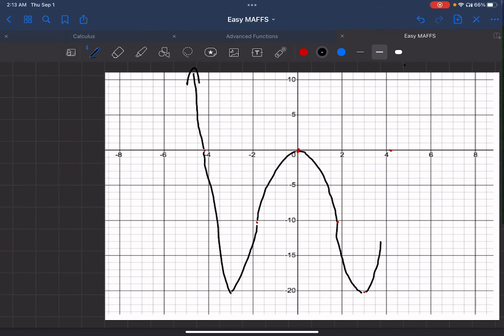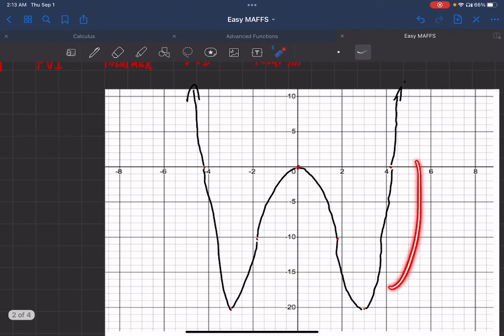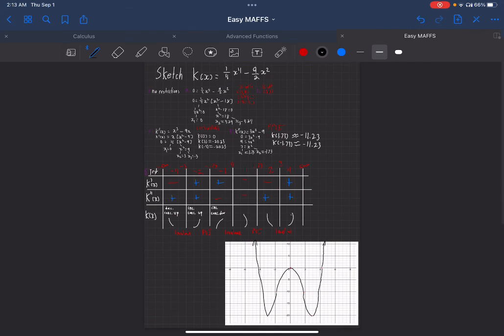I'm going to try my best to sketch this as accurately as possible. Yeah, I already failed, but you guys get the idea. Okay, this should be looking like that. It's just a little hard to sketch on this device, but it is what it is. Okay, so yeah, that is our final sketch. I tried to be as accurate as possible.